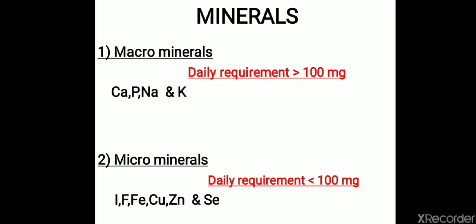Examples of macro minerals are calcium, phosphorus, sodium and potassium. In the case of micro minerals, the daily requirement is less than 100 milligram, and the examples are iodine, fluoride, iron, copper, zinc and selenium. So this classification is on the basis of nutritional requirement.